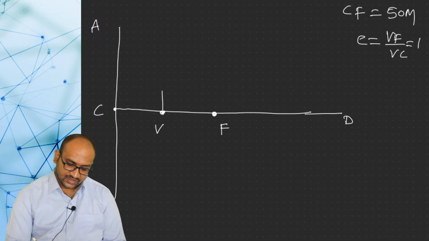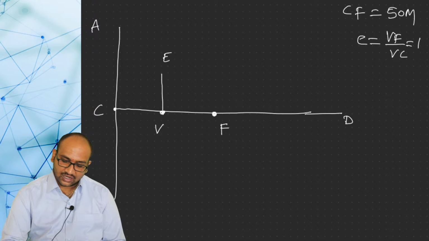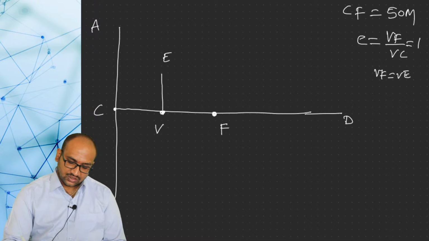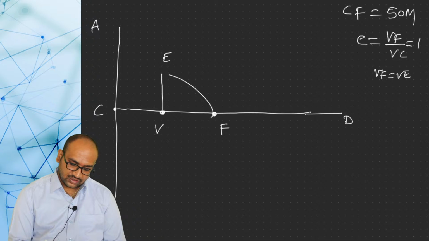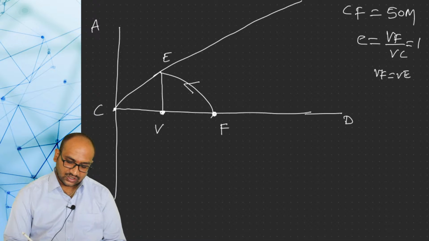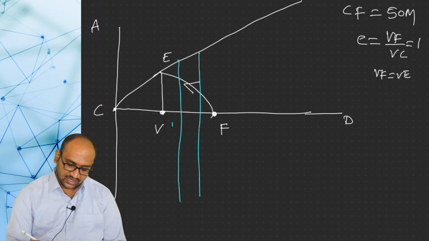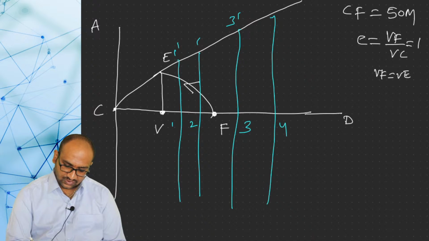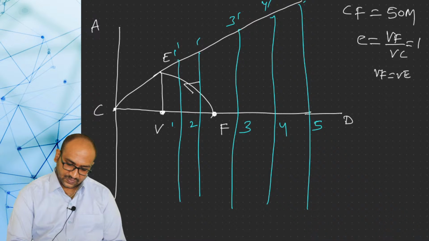Now from V, draw one vertical line and name this one E, and we know that VF is equal to VE. This distance I am transferring here with the help of a compass. Next, with the help of a scale, join C and E and extend this line up to some distance. Next, divide V and F into a number of parts and name them 1, 1 dash, 2, 2 dash, 3, 3 dash, 4, 4 dash, 5, 5 dash, like this.